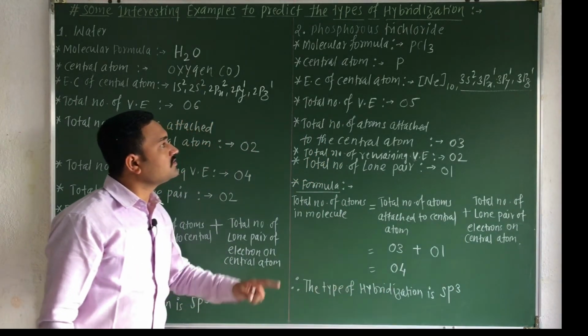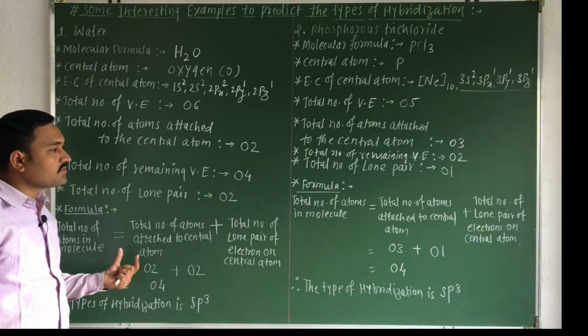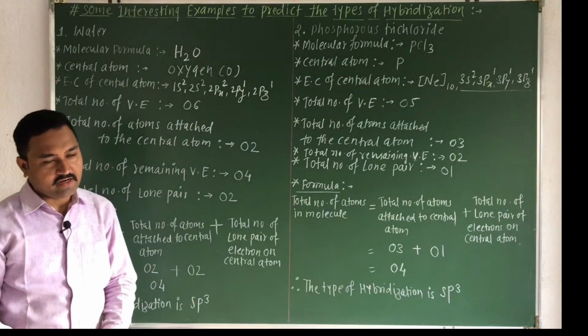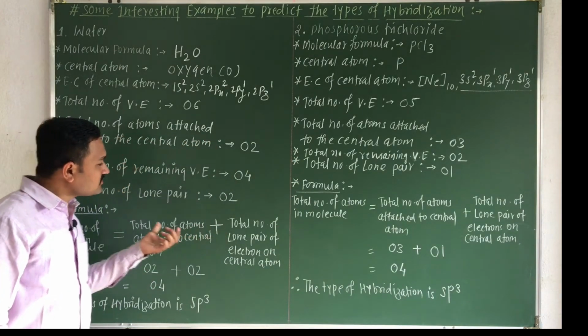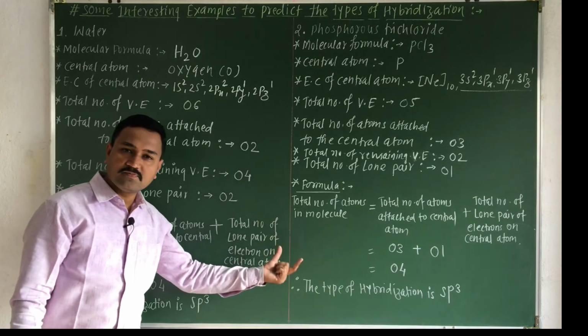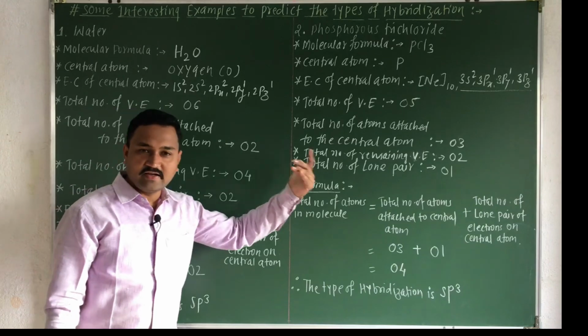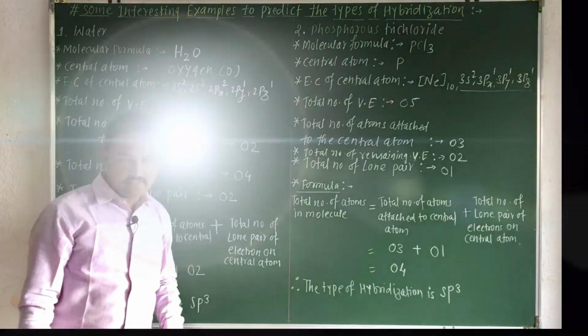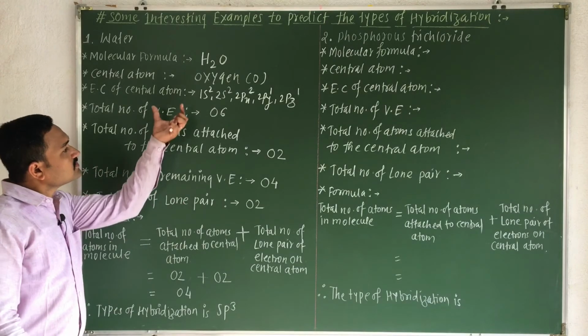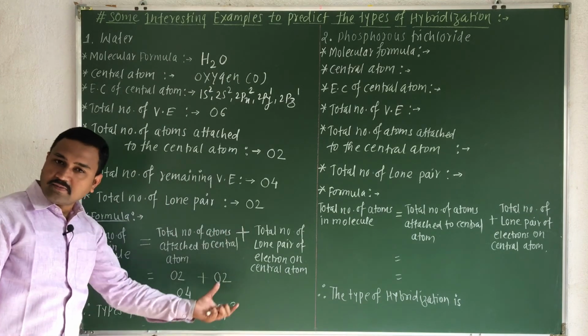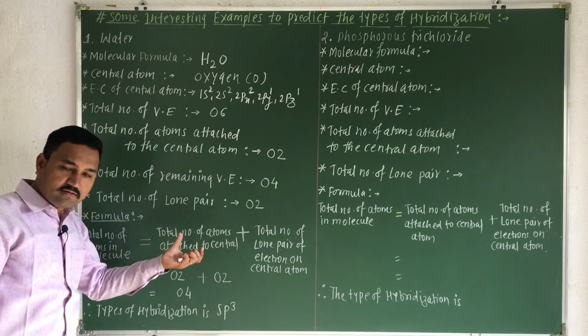So these are two simple examples by which you can easily decide the type of hybridization. Here I have written a few important steps, so that after practicing you will easily find the type of hybridization. This is a simple method by which you can easily find the type of hybridization for different molecules.